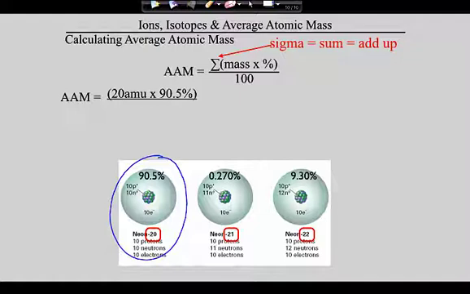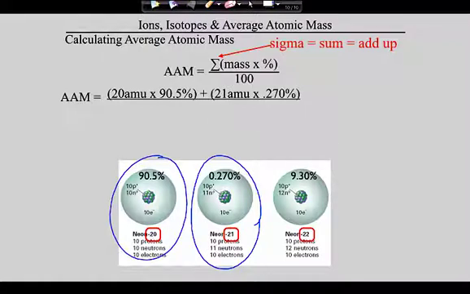Then what are we going to do next? Well, we are going to sigma. We are going to sum. We're going to add them together. And what are we going to add to that? Well, we're going to take the next mass times the next abundance. So 21 AMUs times 0.270, and we're going to sigma that. We're going to add it.